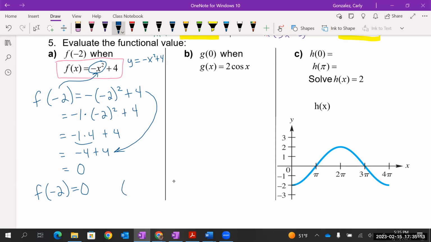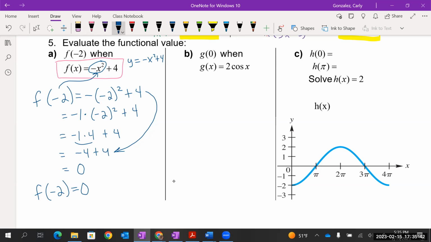So that would also give us the point (-2, 0) on the graph if we were to plot this on an xy plane. And then last but not least, this f of -2 does not mean f times -2. It means that the functional value equals 0 when x equals -2. So let's go on to the next one.